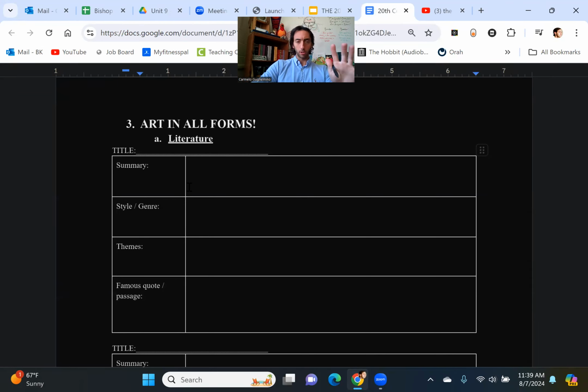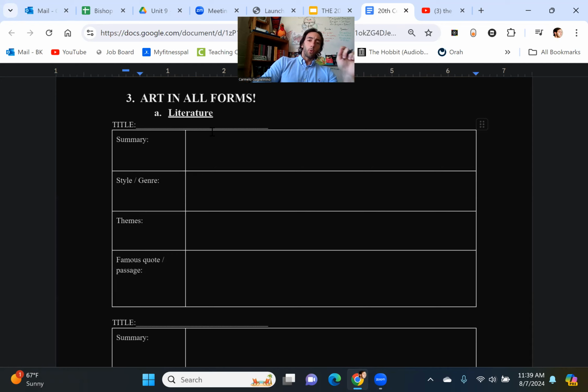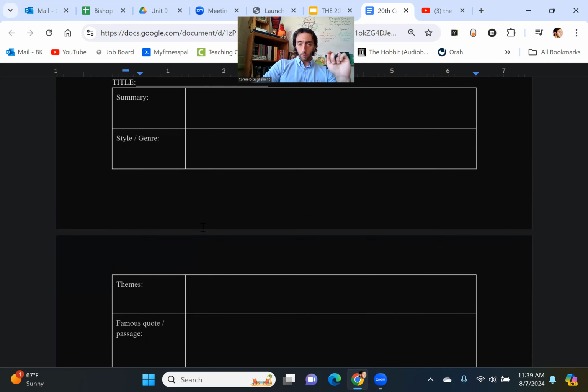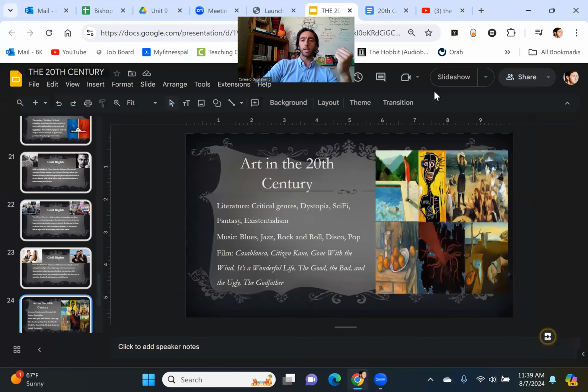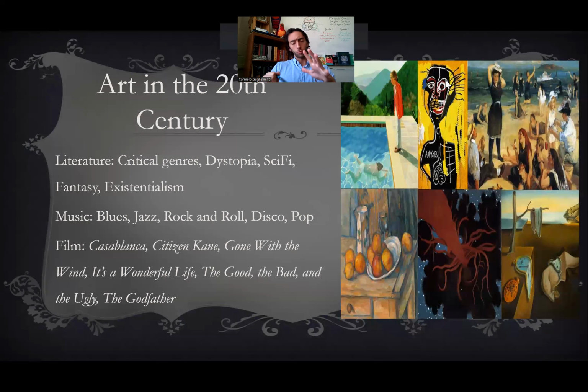So, for example, with literature, let's start there. For literature, we need to select 1, 2, 3, just like we did last time with the Enlightenment novels. We need to create a list of at least 3 20th century novels that you're going to research and present on with those 4 questions or those 4 categories you need to research them with.